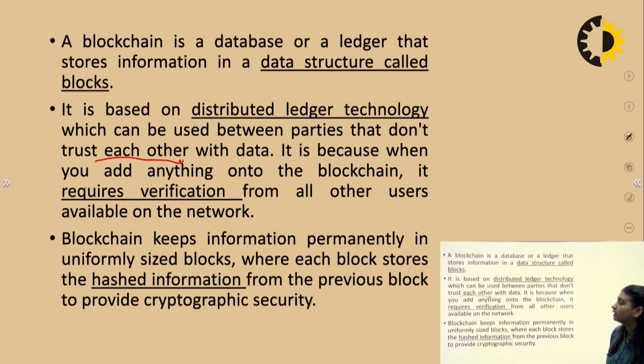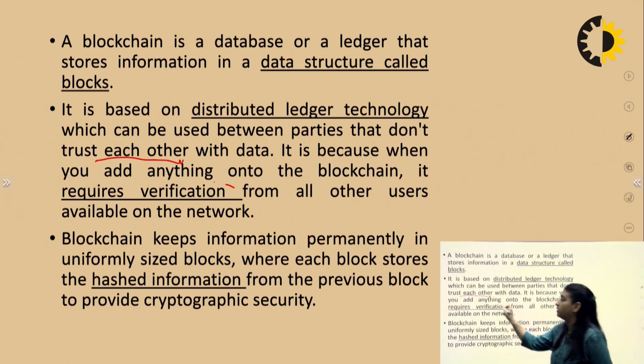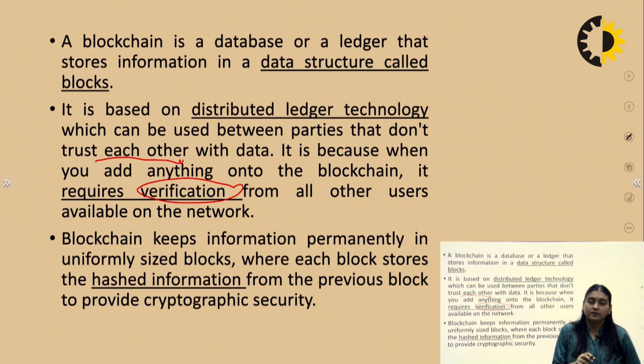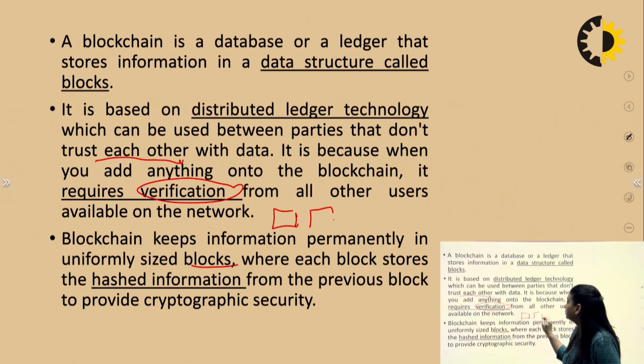It is based on a distributed ledger because when you add anything onto the blockchain, it requires verification. And as blockchain works on decentralization, every node has the power to verify whether a transaction has to be added onto the blockchain or not. So it requires verification from all the other users available on the network. Now, blockchain keeps information permanently in uniformly sized blocks. So there are the blocks, and the block size is uniform.